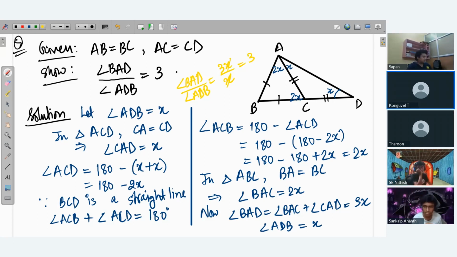Yes, sir. Any comments? No, sir. Okay, you did it in another way. Ideal triangles. No, it's the same method, sir. I just did it in different steps, sir.